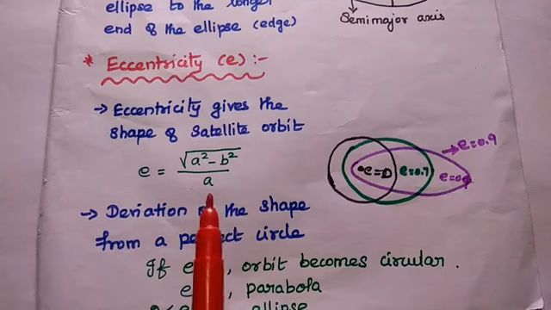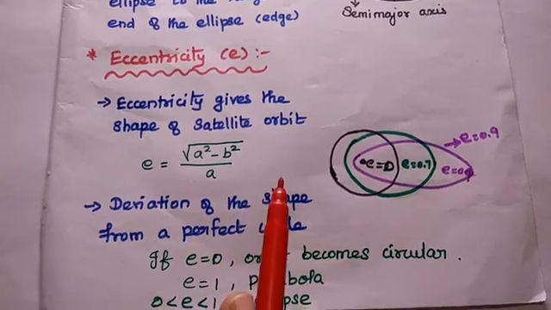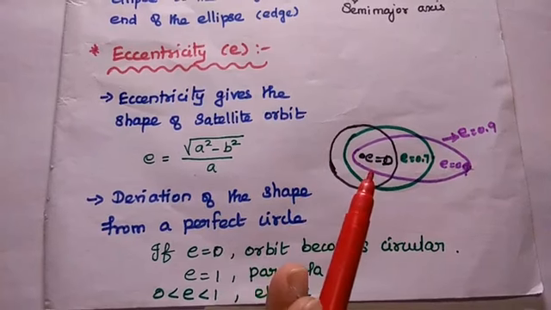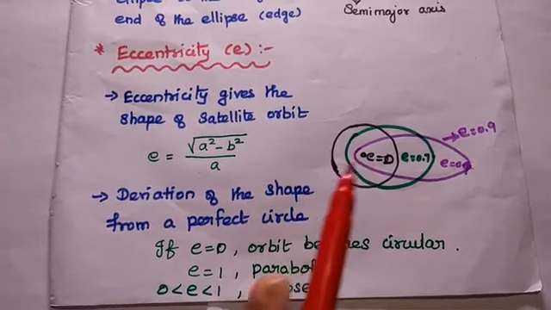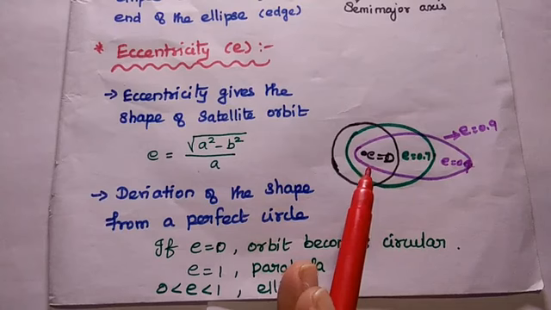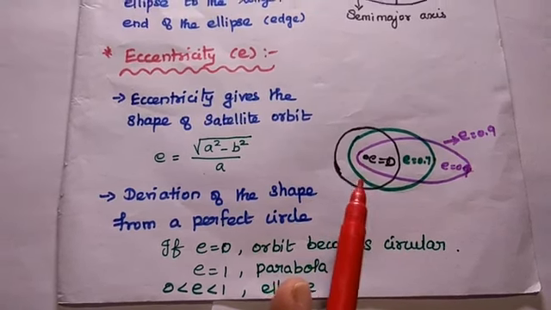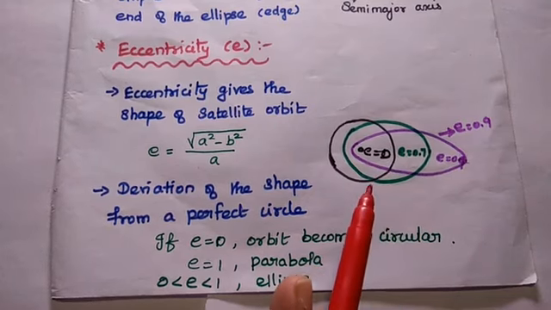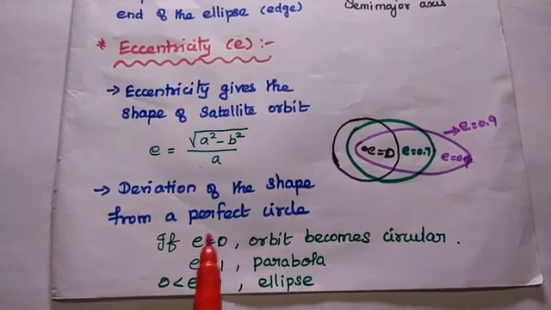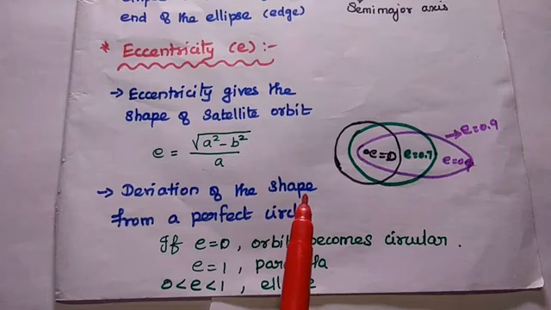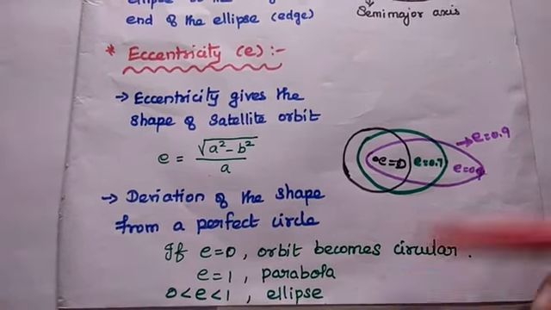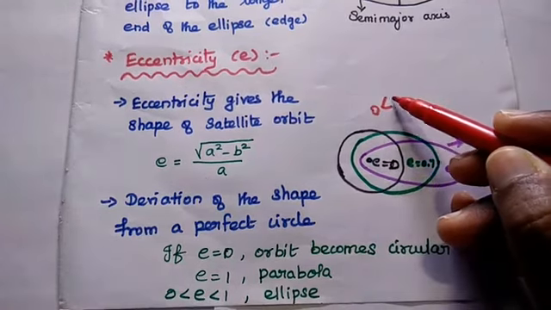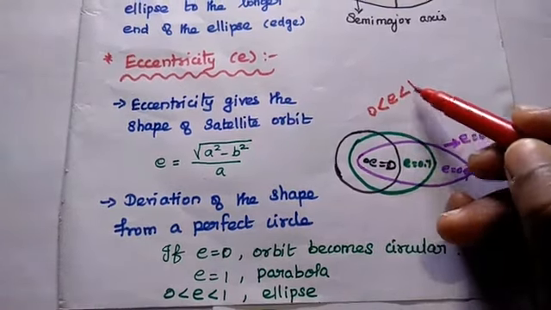Okay. So whenever this eccentricity value is between 0 and 1, it will be the elliptical path. If eccentricity is equal to 0, that is a circular path. If its value is equal to 1, it becomes a parabola. If the value is greater than 0 and less than 1, it is the elliptical path. Okay. So for satellite communication, for an elliptical path, the value of eccentricity is greater than 0 and less than 1.